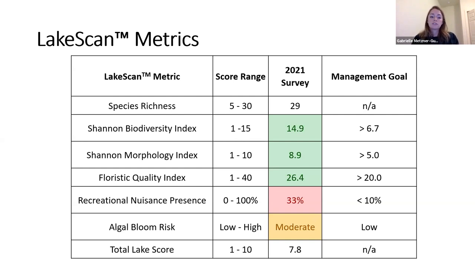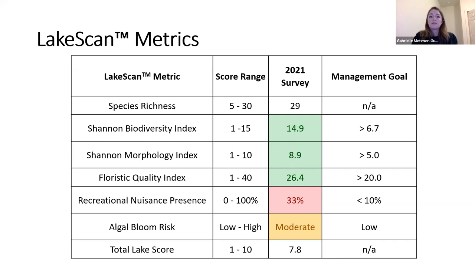Species richness is basically the number of aquatic plants that we found on your lake. More species generally indicate a healthier ecosystem, but sometimes not all species are desirable. Three of those species are invasive species, but you had a really high species richness, which is great to see.